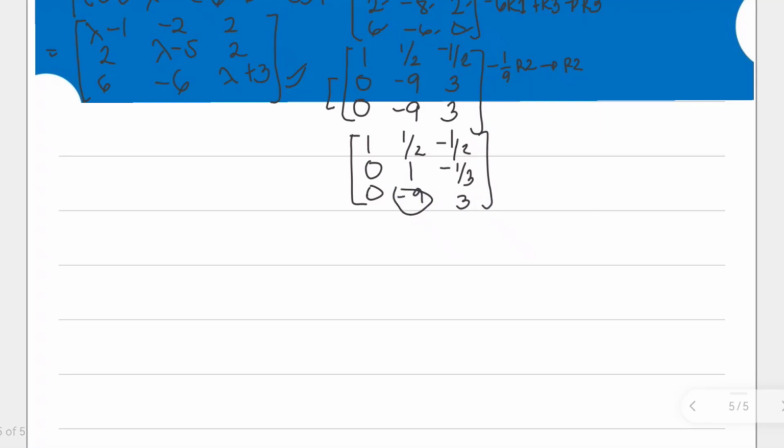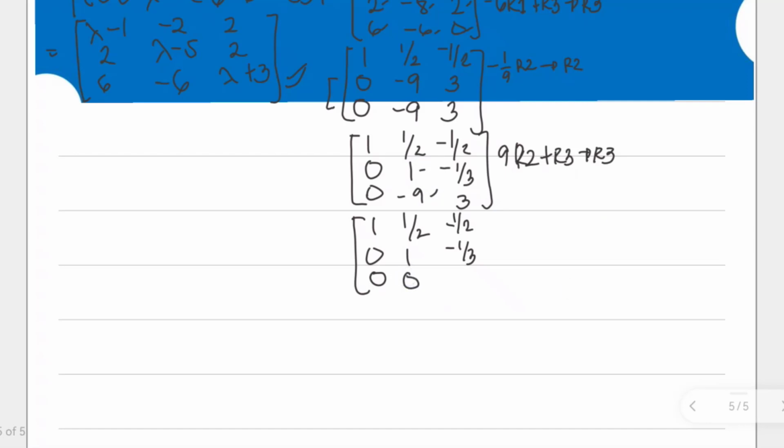So to make this 0, what you need to do is to multiply 9 to row 2 plus row 3 to have a new row 3. 1, 1 half, negative 1 half, 0, 1, negative 1/3, and you will have here 0. 9 times 1 is 9, minus negative 9 is 0. Okay, next, 9 times negative 1/3 is negative 3 plus 3 is 0. See, since we have rows of the same entries, we'll have here a row of zeros.